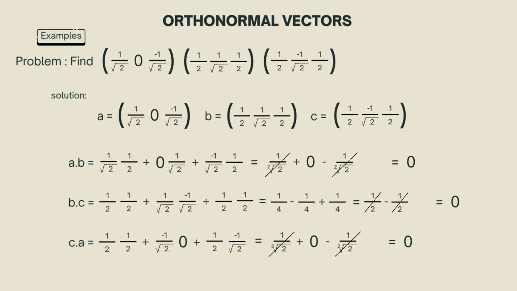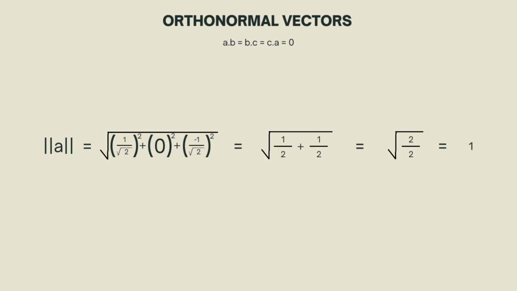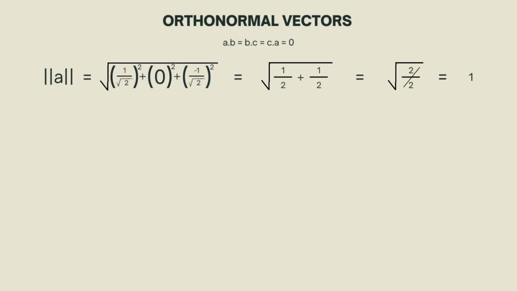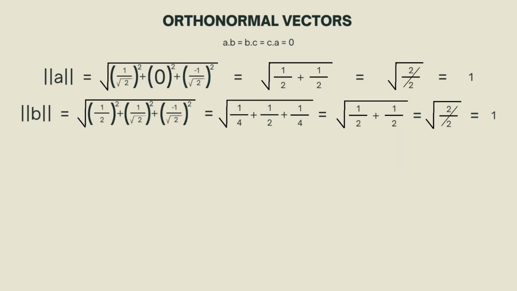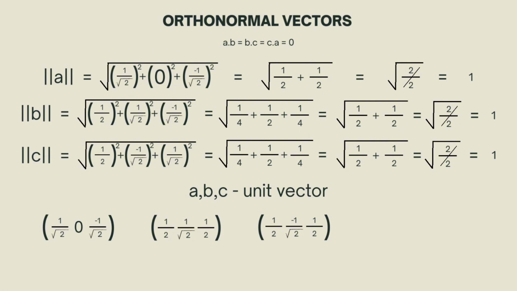Now, let us find the length of the three vectors. The length of the vector A is found using the square root of the sum of the squares of all the elements. Here we get the length of vector A is 1. Similarly, the length of the vector B is 1, and the length of the vector C is 1. So the given vectors are also unit vectors, hence we can say that the given vectors are orthonormal vectors.